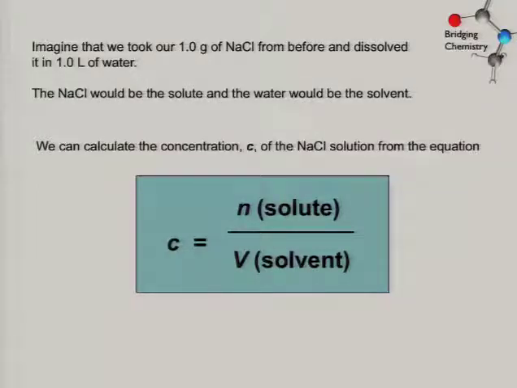V equals N over C. Amount equals concentration times volume. Being able to rearrange this to make each of those different things the subject of the equation, because all of those different forms are going to be useful in different types of calculations. Yeah?